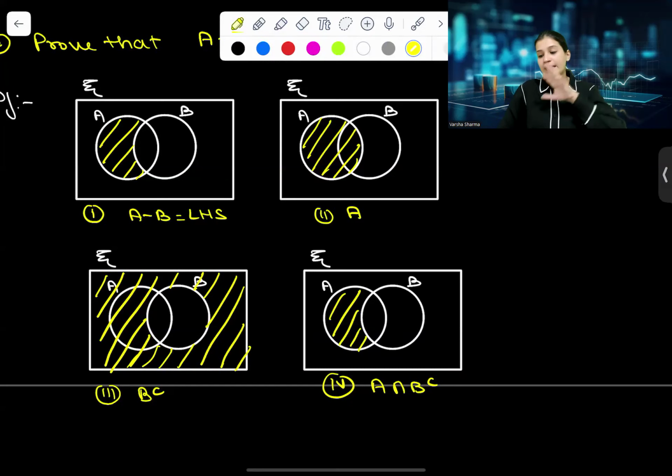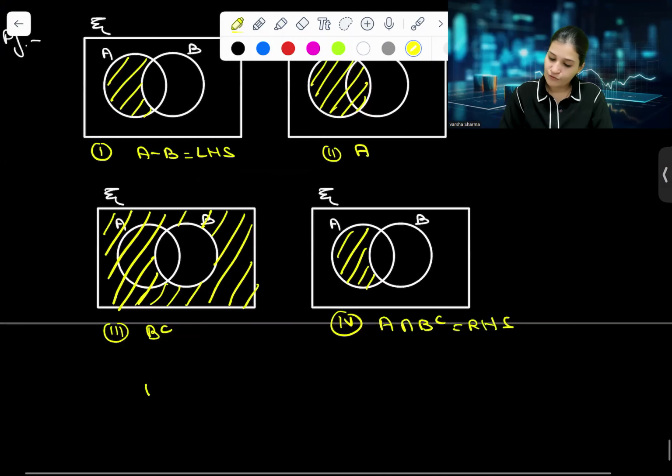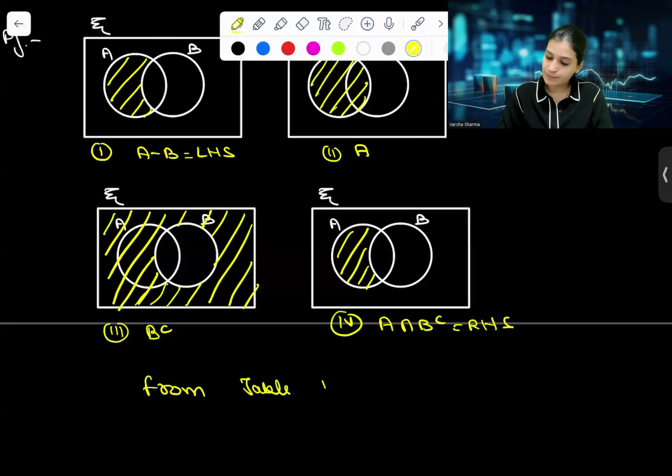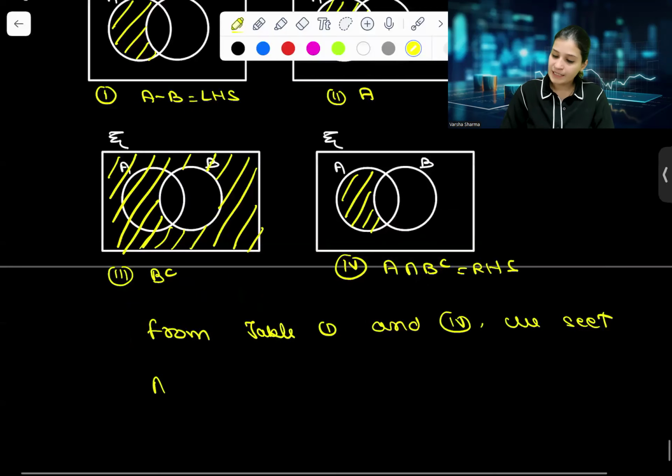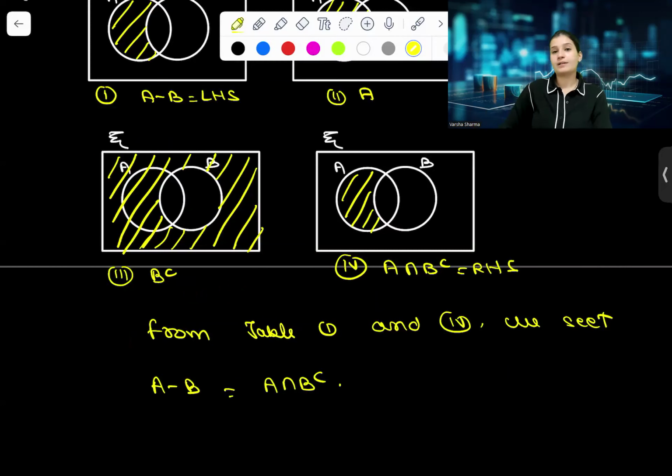So from table 1 and table 4, we can see that the LHS is the same as the RHS. From table 1 and 4, we see A minus B is the same as A intersection B complement.